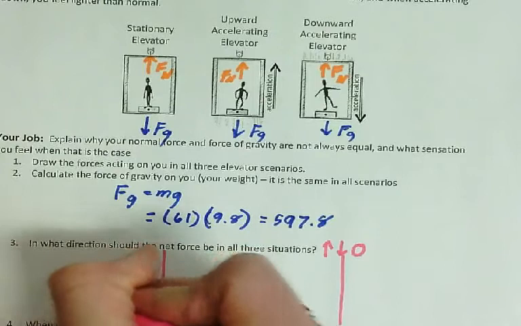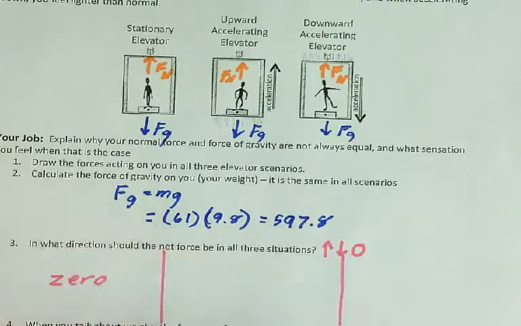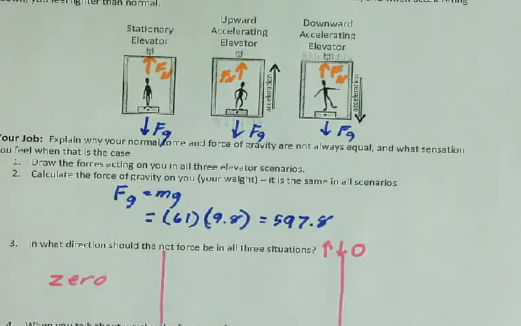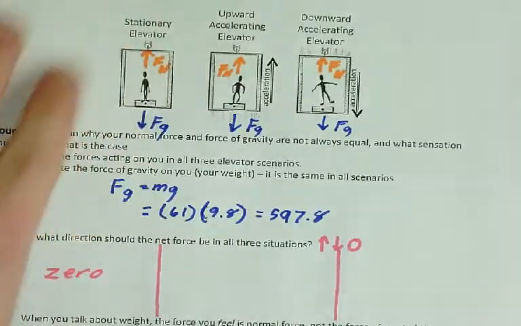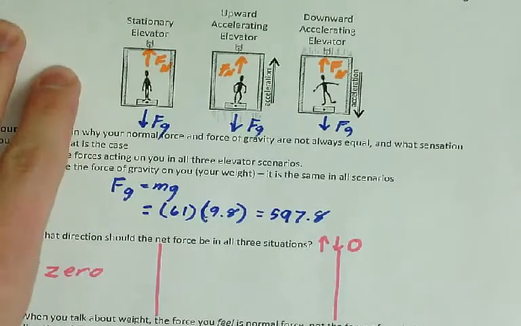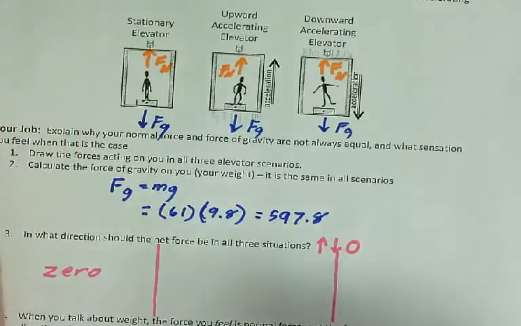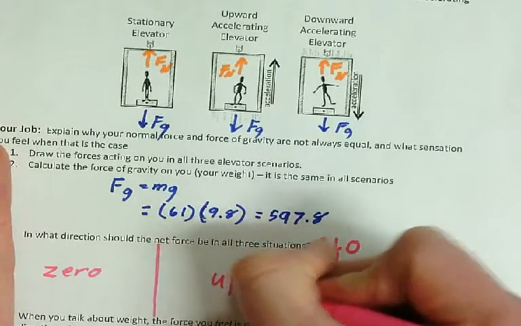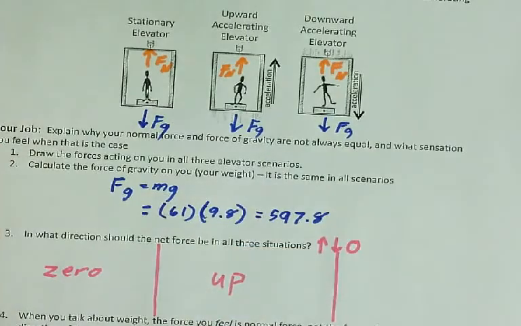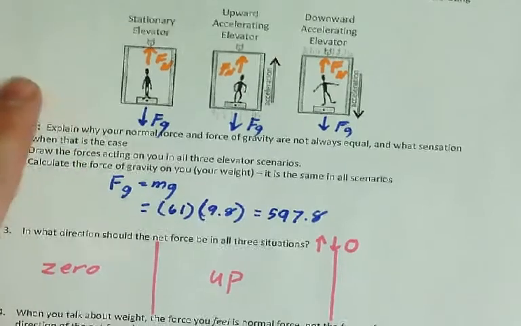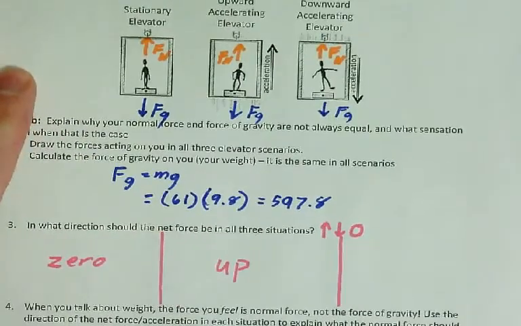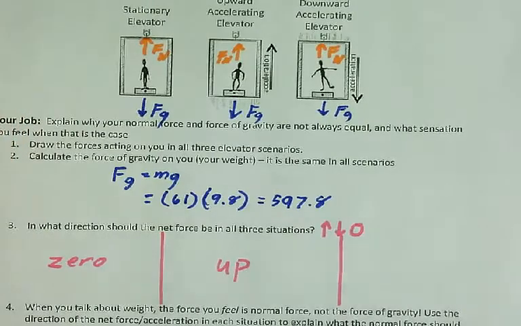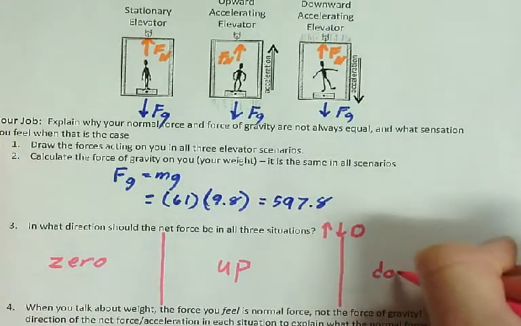0. All right, good. Net force is 0 if you're at rest there in the elevator. Nasir, what about the second one? So if you're accelerating up, what direction do you think the net force is? It is up. All right, and Joshua, what about that last one? If you're accelerating down, what do you think the direction the net force is? Down. Yep. Excellent job. You guys figured it out.